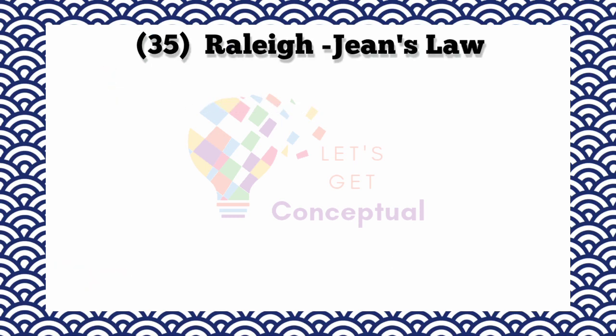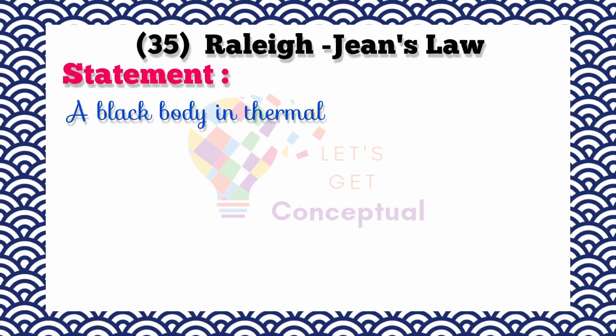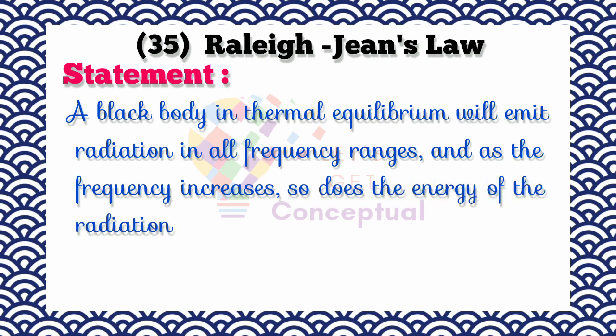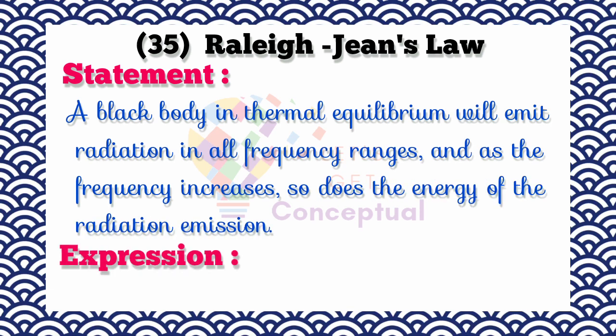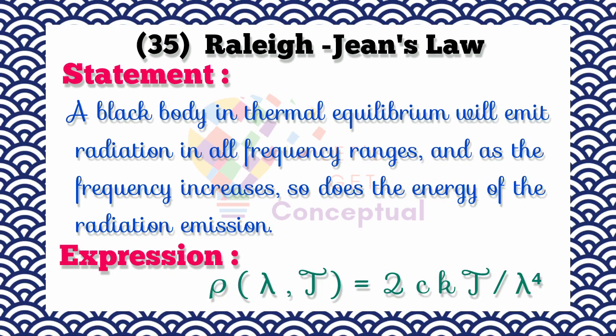Number 35. Rayleigh-Jeans law. Statement: A black body in thermal equilibrium will emit radiation in all frequency ranges, and as the frequency increases, so does the energy of the radiation emission. Expression: rho lambda T is equal to 2 c k T over lambda 4.